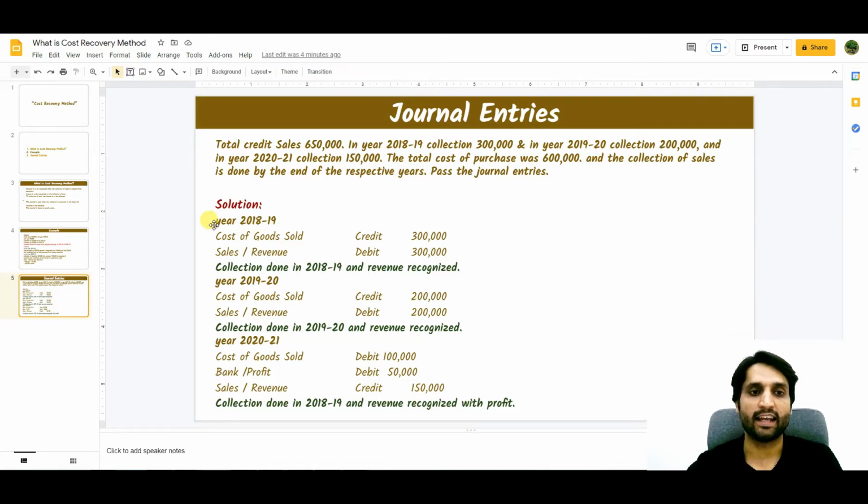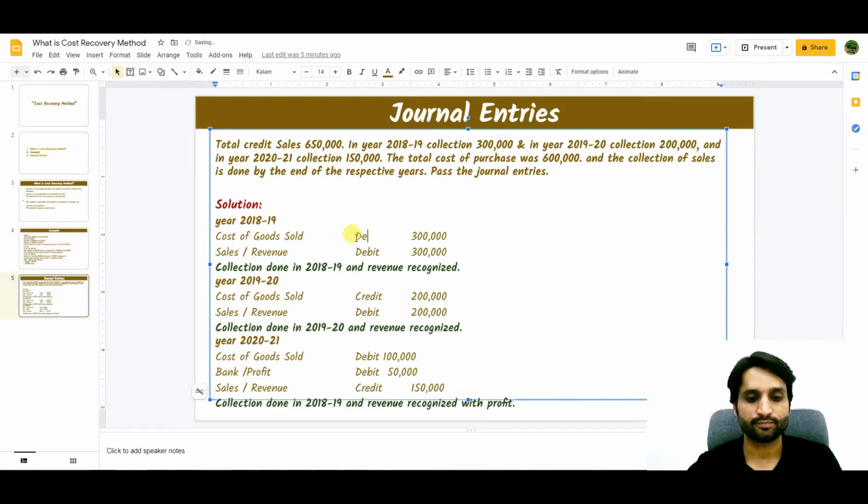So the solution is here. In year 2018, we received 300,000, so we need to recognize our sales and cost with 300,000. Cost of goods sold should be debited by 300,000 and sales or income should be credited by 300,000. Now collection was done in 2018 and only revenue is recognized. Now collection in year 2019 was 200,000. So 300,000 and 200,000 is 500,000, and we have not yet recovered our cost, which is 600,000. So cost of goods sold debit and sales and revenue credit with 200,000.